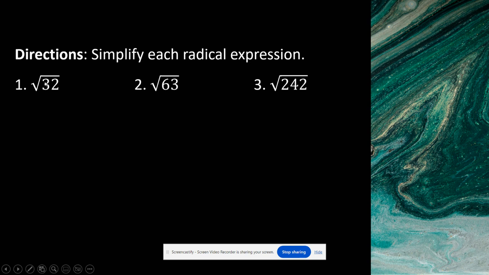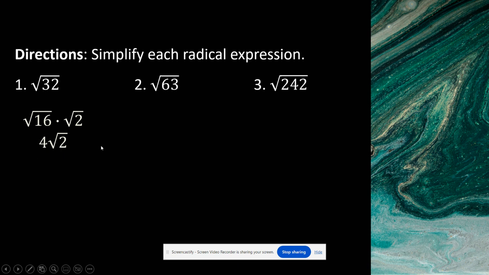Number 1 is the square root of 32. Of course, we know the square root of 32 is not a perfect square, but we want to ask ourselves, is there a perfect square that goes into 32? And of course, we should all be saying there is. It's 16. So the square root of 16 times the square root of 2, this is our product property that we were looking at. And of course, we know the square root of 16 is 4. So our final answer would be 4 root 2.